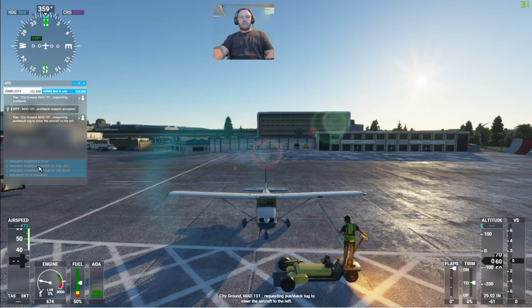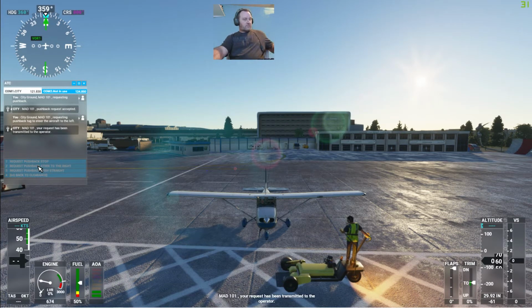City ground, Mat 101 requesting pushback to steer the aircraft to the left. Mat 101, your request has been transmitted to the operator.